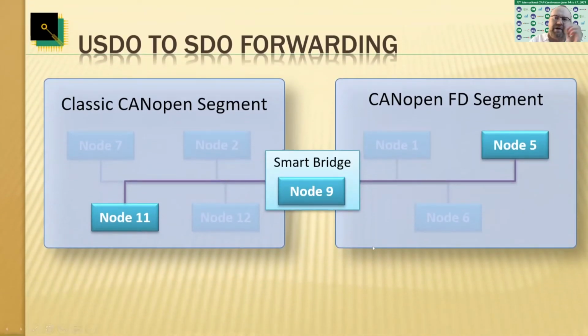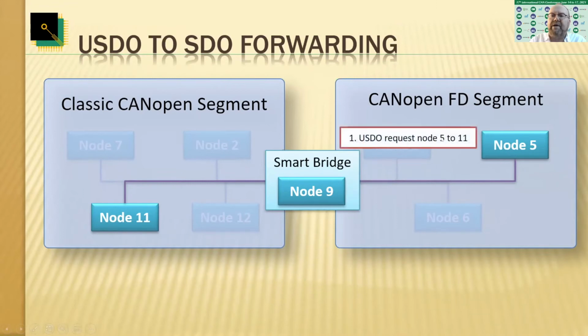Now, if we look at the other way around, from a USDO to SDO forwarding, then let's assume in this example that we have a request from node number 5 to node number 11, because node number 5 also learned during boot up that there was a boot up from node number 11. So it will send the request from 5 to 11.